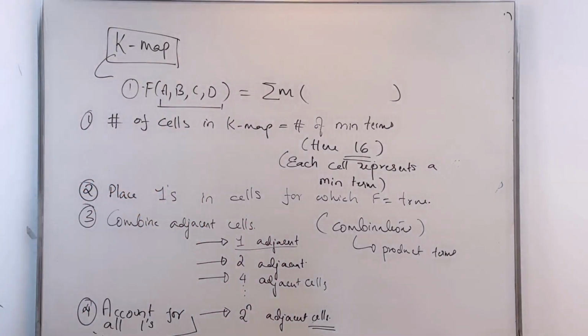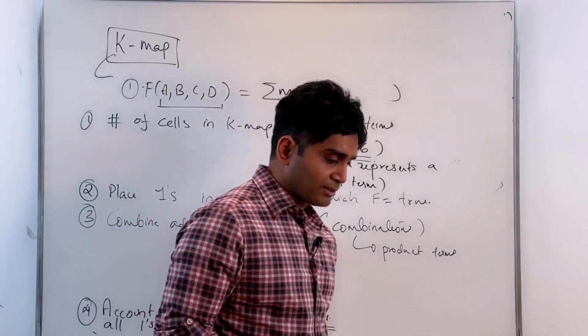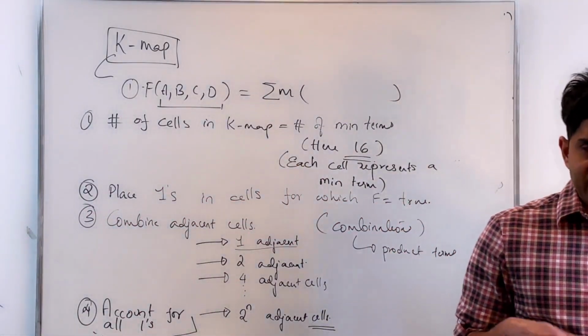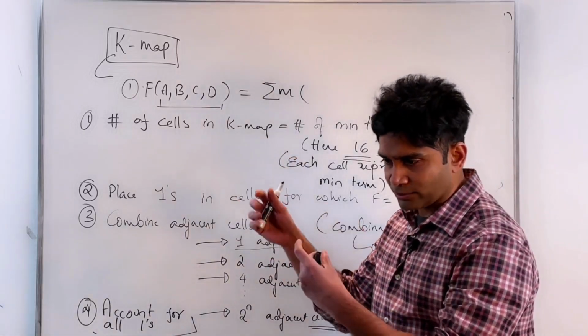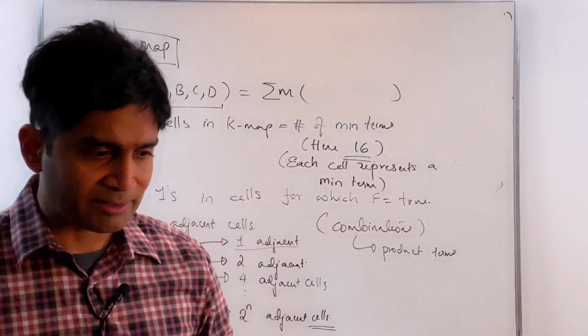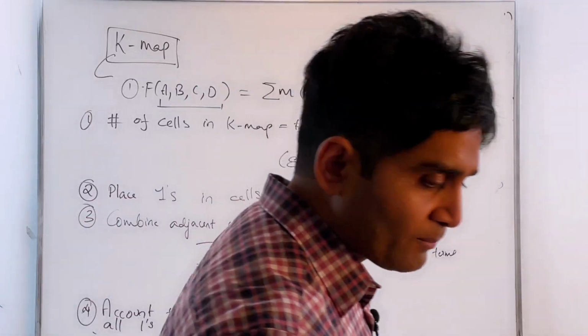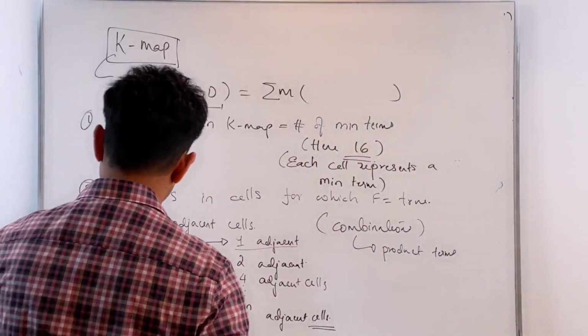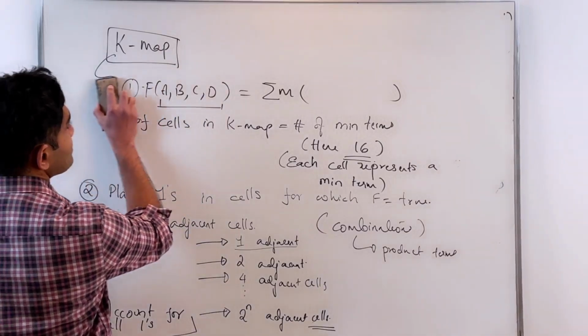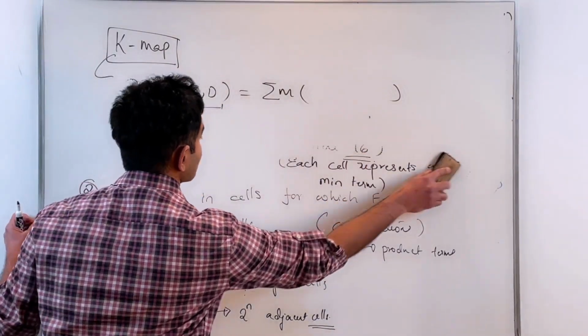So that's what we discussed in the last class. Now let's take an example and put these things to practice. This time, let's look at the example of a 4-input K-map. All right, so let's do that.